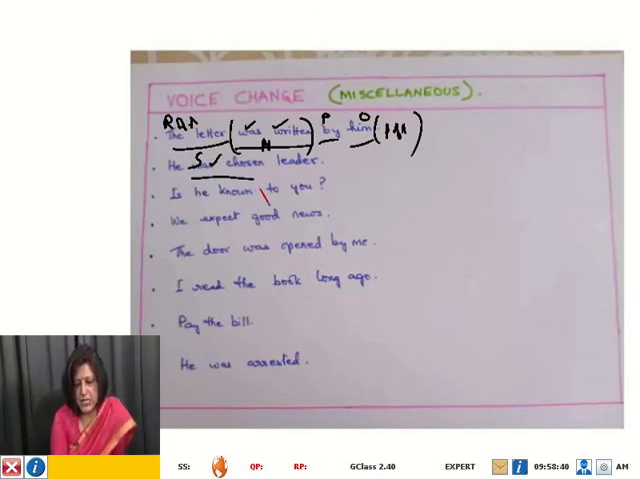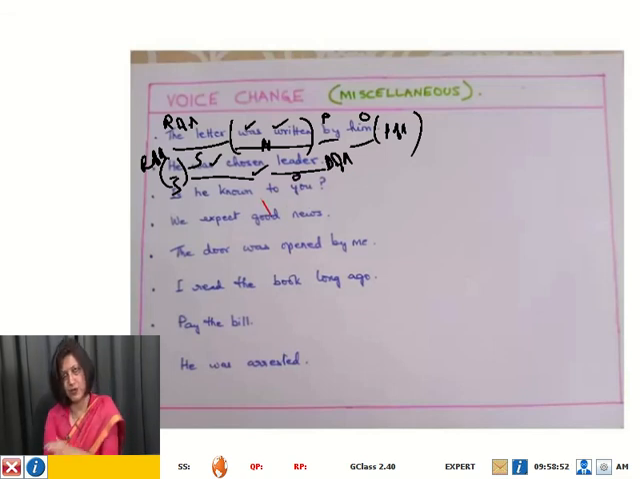Now look at the next one. Again, be verb plus past participle. So this again is in passive voice. Here the receiver of action is in subject position and the doer of the action is in object position. So now you know how to transform. Now, is he known to you?